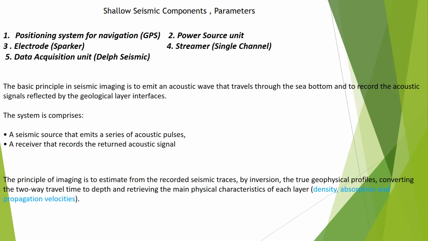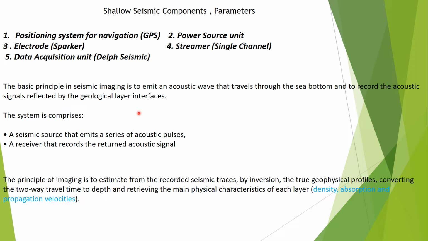What are the shallow seismic components used by these coastal vessels? One is obviously position system of navigation, that is GPS. Second is the power source unit. Third is the electrodes of the sparker. Four is the streamer, that consists of single channel with some number of hydrophones. And fifth is the data acquisition unit, that is the Delph seismic.